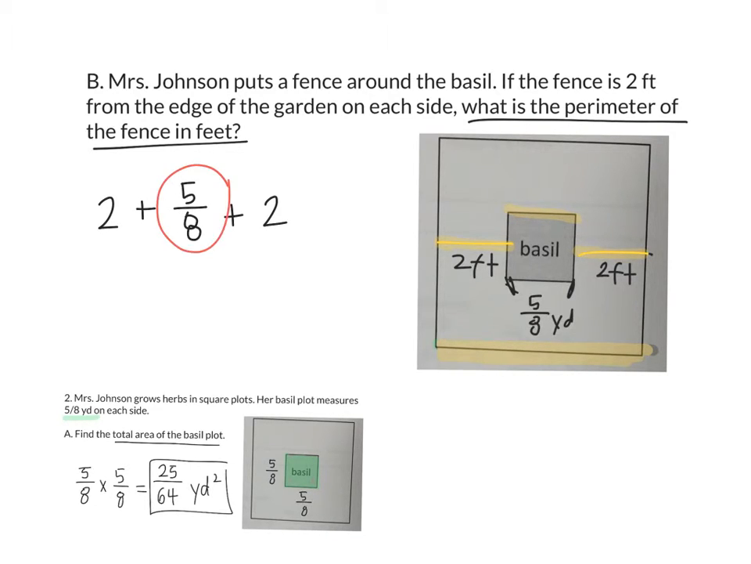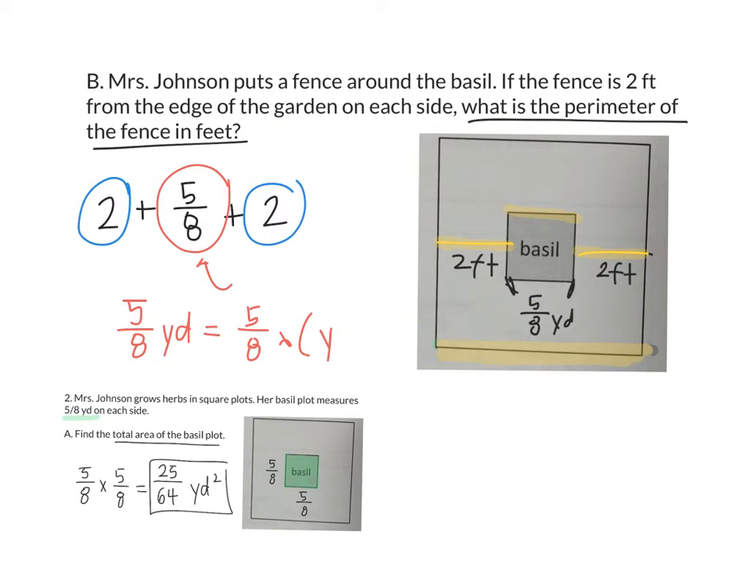No, because that is in what? Yards. And this is in what? Do we have like units? No, we have yards and feet. So what do we need to do? We need to convert this, good. And we can do that by doing 5/8 of a yard is equal to 5/8 copies of how many yards?